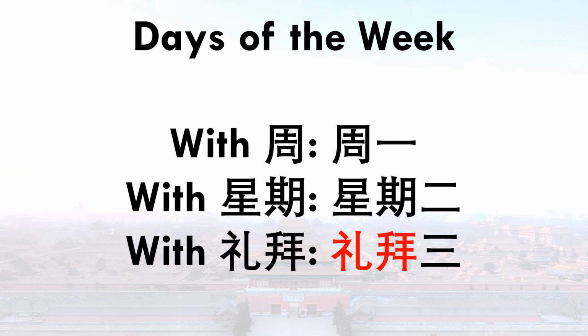Hey everyone, this is a continuation of the last video. It's just more stressing rules in Mandarin, so let's get right into it. So first, we have the days of the week. Now there are three ways to express the day of the week in Chinese. You can use 周 followed by a number, 星期 followed by a number, or 礼拜 followed by a number.